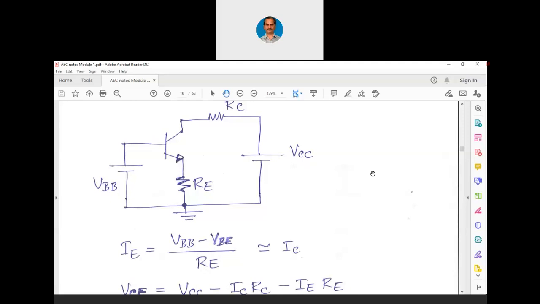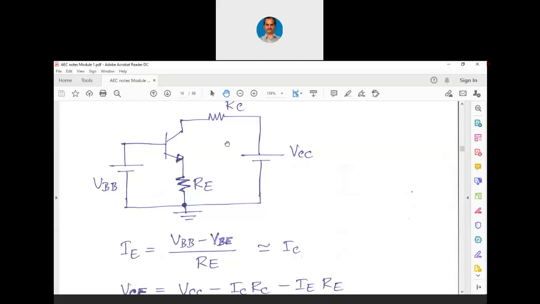Ideally, VCEQ must be equivalent to VCC by 2 and ICQ must be equivalent to IC sat by 2. This is what we had discussed when we discussed the load line analysis. Please remember all these things. Ideally, VCEQ must be equal to VCC by 2. That means the transistor is exactly half on. Similarly, ICQ equals IC sat by 2, because IC sat is the maximum current which flows through the transistor during saturation. So ICQ must be maximum current divided by 2, which indicates that the transistor is half on.